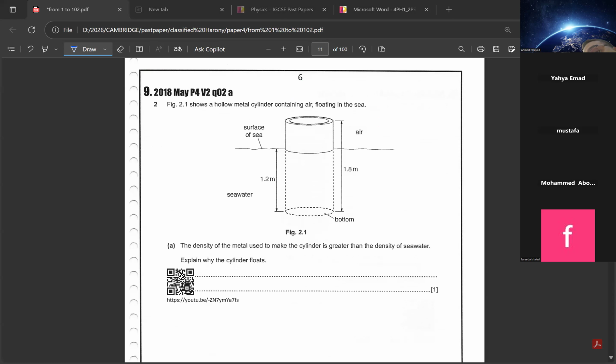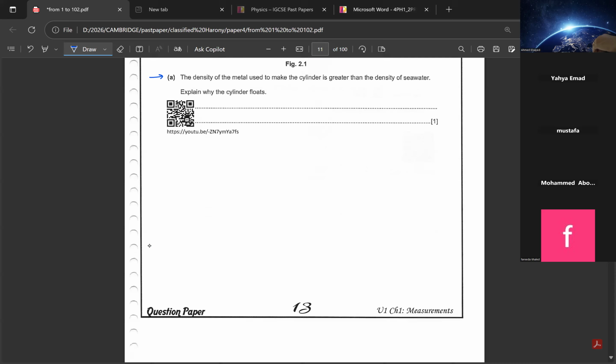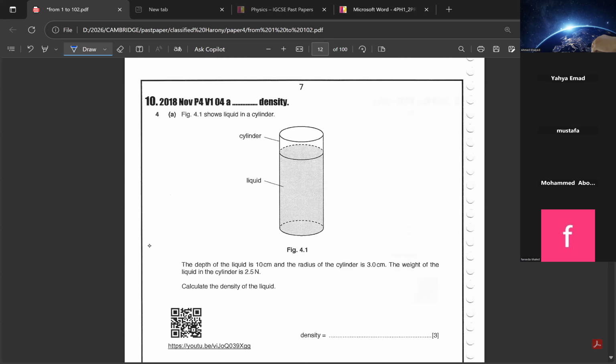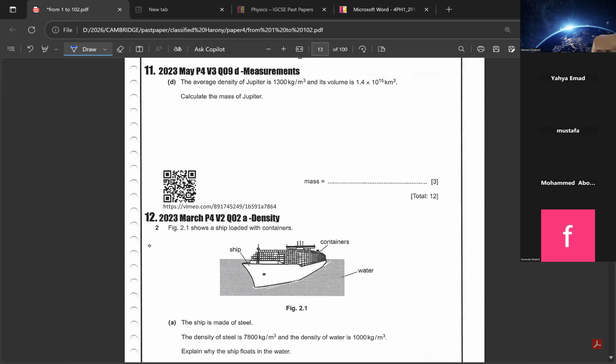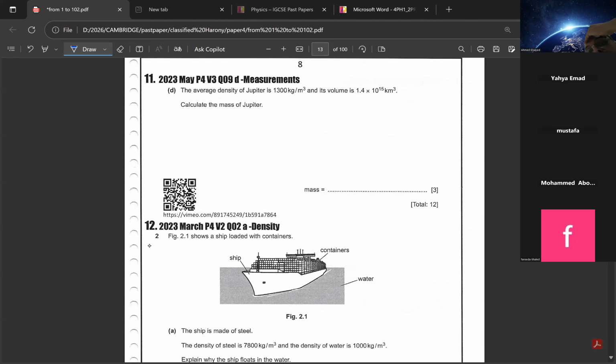Oh, okay. So now, Farida again, because you joined late. Explain why the cylinder floats. Because it has a lower density than the liquid. Okay, this is why it floats. So all of these are easy questions we solved before. Now let's move to this one. Abdurrahman.